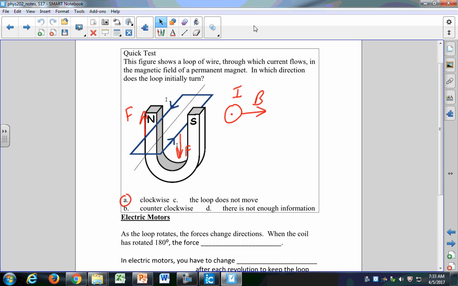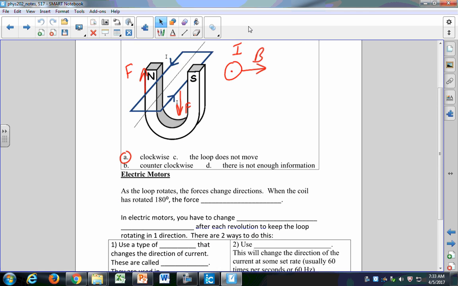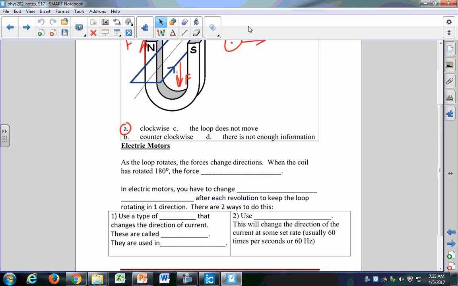So what that does is it changes the direction of the forces. So they are going like this, and then when it rotates, they're going to go like this. And actually, every time it rotates, the forces will change direction. And so you have to account for that, and there are a couple ways that we account for that. So as the loop rotates, the force changes direction. When the coil is rotated a full 180, so half a circle, the force is opposite what it was before.